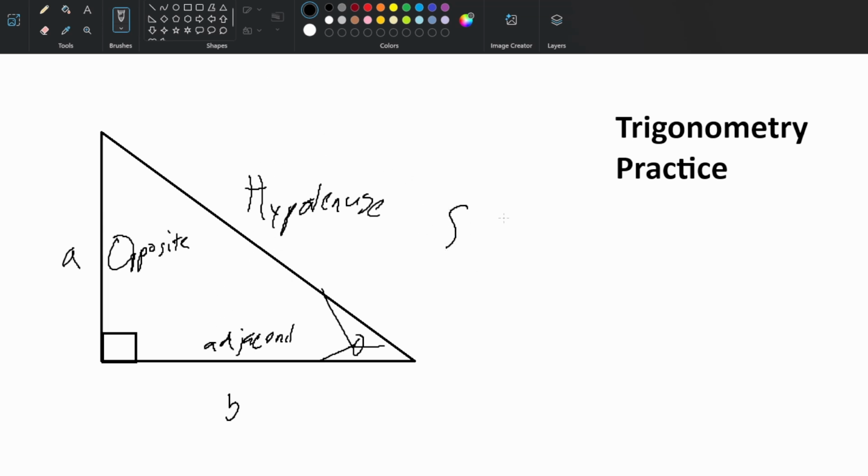Like I said before, right triangles have this special relationship between the sides. It's sine, cosine, and tangent. For sines, the relationship would be opposite over adjacent. For cosines, it would be adjacent over hypotenuse. And for tangents, it would be opposite over adjacent. Now that we know that, we could do practice problems.